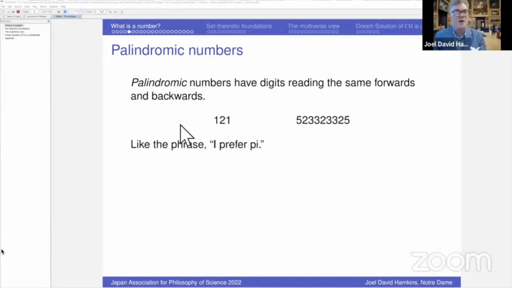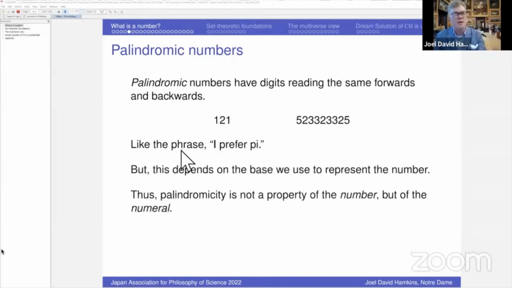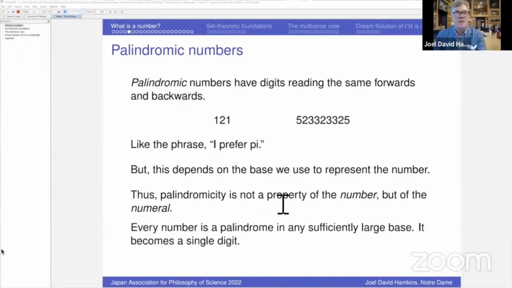But mathematicians often don't like the concept of palindromic numbers because it's not about the number, but about the numeral, because it depends on the base. You can have a palindromic number in one base that isn't palindromic in another base. And in fact, every number is a palindrome. If the base is sufficiently large, then it's just one digit. And so, of course, that's a palindrome.